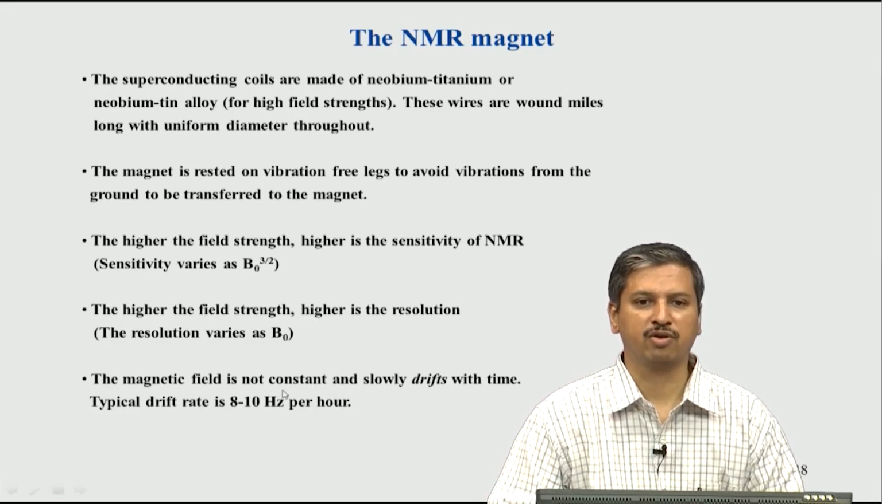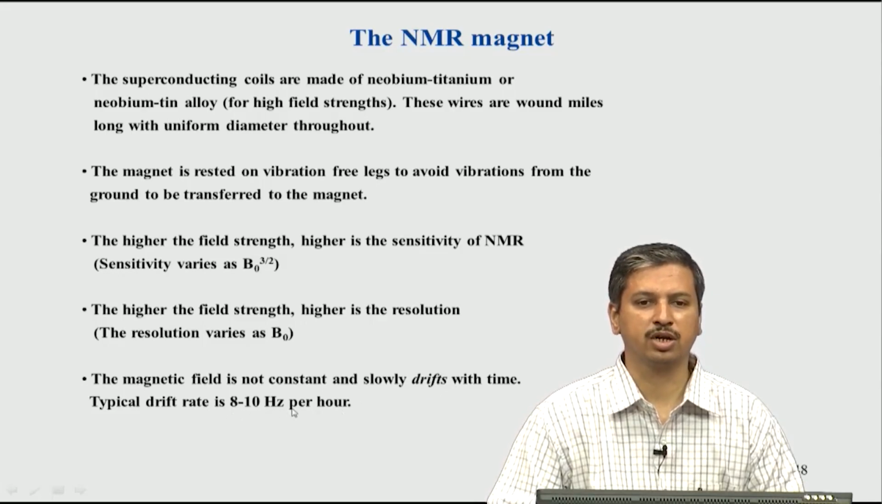One important part of the magnetic field is, even though we say it is a particular Tesla, let us say we make a magnet with 9 Tesla, it never remains at 9 Tesla throughout. It slowly starts losing, because remember, the magnetic field is generated by current. It is not a permanent magnet, it is a superconducting magnet where the current is flowing in the coil, and this results in a slow loss of magnetic field as a function of time. We use the word drift for this, and we will use this word later on when we discuss how we correct for this drift. It is typically 8 to 10 hertz per hour.